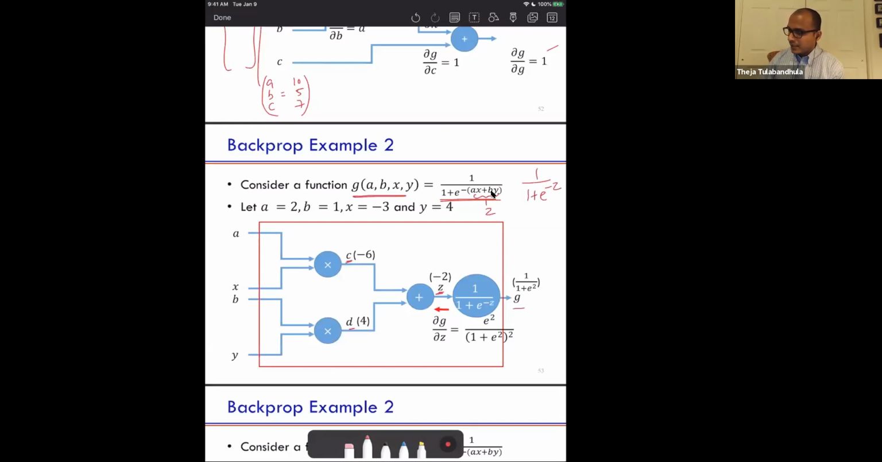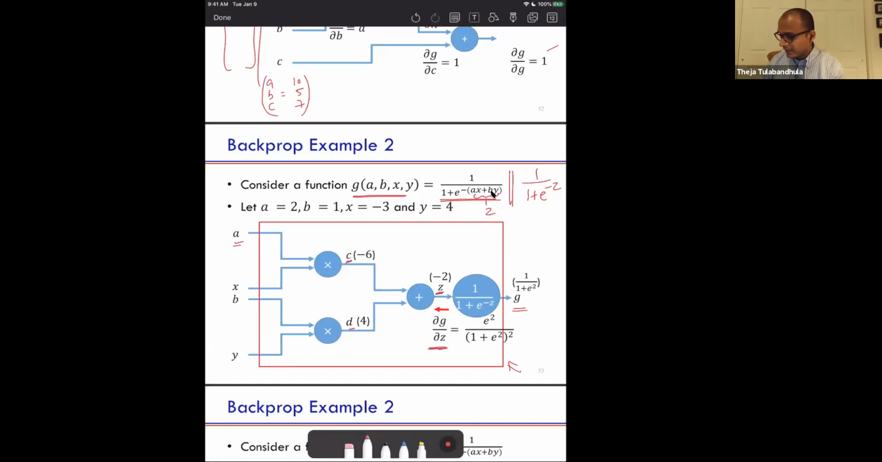Now, what we care about is trying to find the gradient of G with respect to A, right? By just looking at this expression, without looking at the graph in the red box, you can directly apply the chain rule from calculus to find the gradient of G with respect to any of its inputs. But what we can do is find local gradients. For example, we can find the gradient of G with respect to Z, its input.